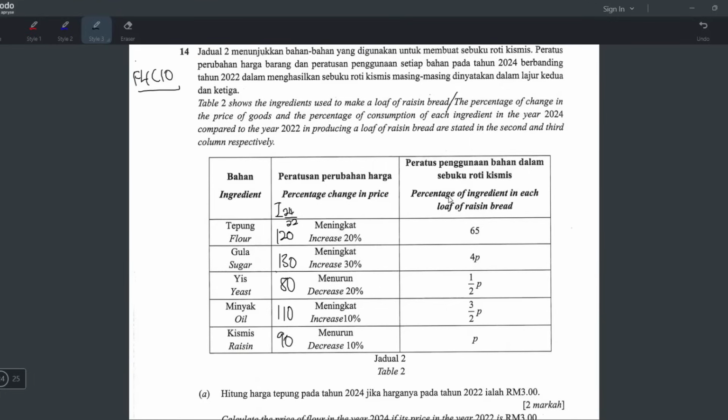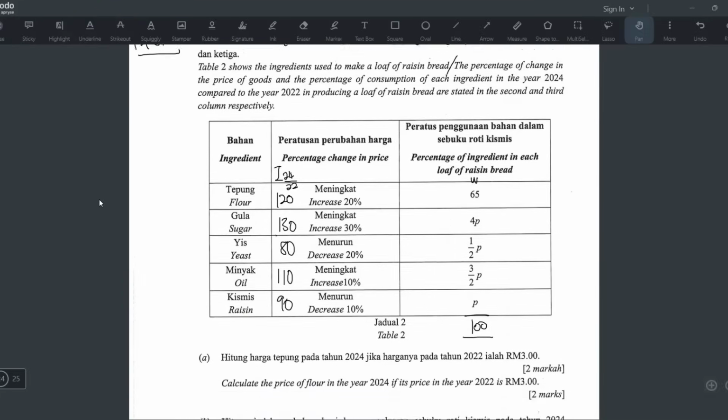And also this column is what? Percentage of ingredient in each loaf of raisin bread. So this is the weightage lah, percentage, right? And also if this is percentage, the total here will be 100. So it means I can find P, right? Just take everything added equals to 100 to find P. But let's not do it first. If the question asks, then I find it.